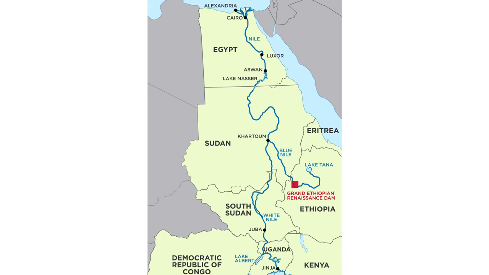The dam's construction began in 2011 with the primary purpose to generate electricity and suppress Ethiopia's severe energy shortage. The dam has ignited disputes between Ethiopia and downstream countries of Egypt and Sudan, who rely directly on the river's water supply.